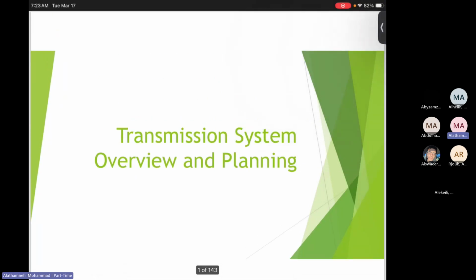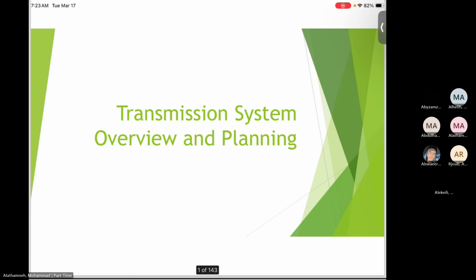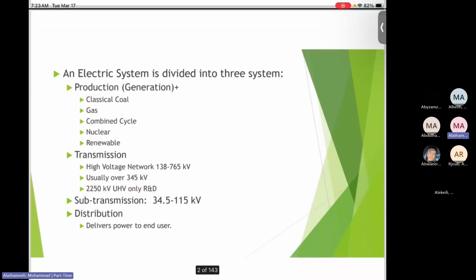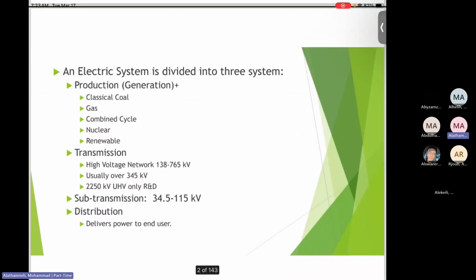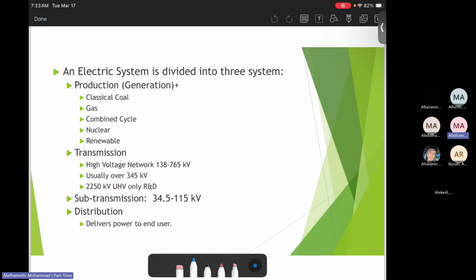Okay, good evening. Today's topic, we will start a new section, which is transmission system overview and planning. Here, we will talk a little bit as an overview. As we know, the electrical system has production or generation, transmission, sub-transmission, and distribution. That's what we mentioned earlier.